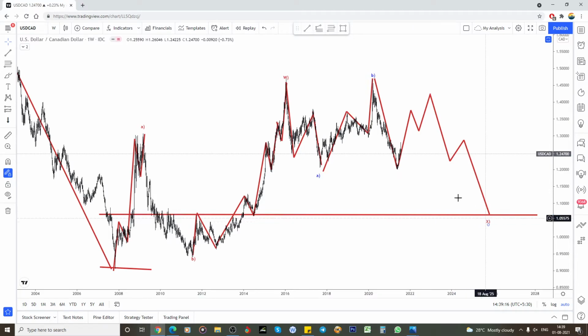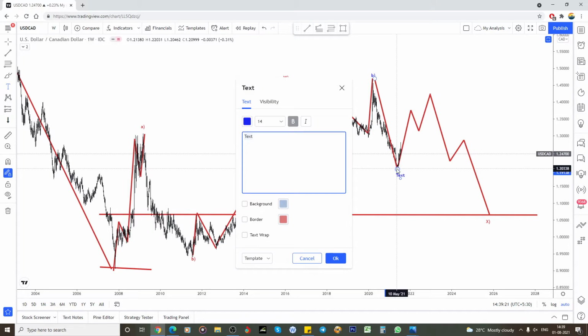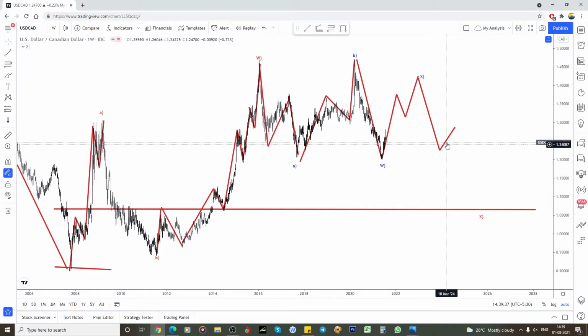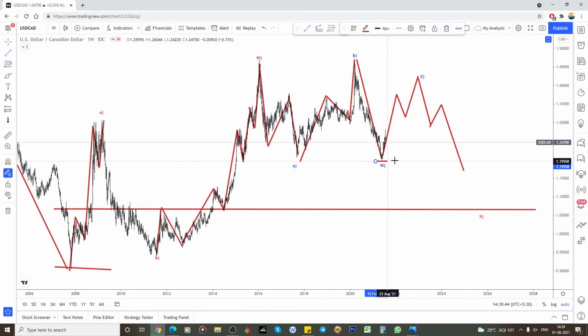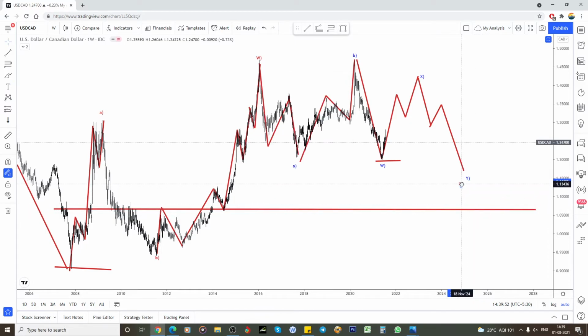This X will go here, and this will be the blue W, this will be the blue X. Once it breaks this in a three-way structure, that is the Y, from here we can expect at least. Otherwise, if it is a Z again, I will show you here. If it breaks this, this is valid for the Y wave, and that is the end of this X also.